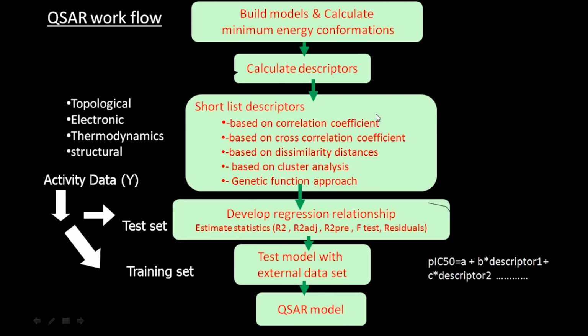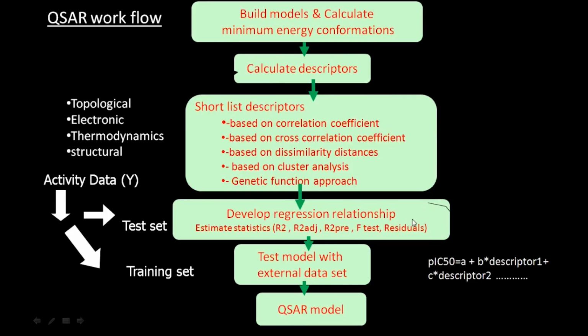Once we do that, we develop a regression relation. It could be a one parameter regression. If you have one descriptor, y equal to mx plus c; if it is 2 parameter, y equal to m1 x1 plus m2 x2 plus c, and then you do a lot of statistics. There are things called R square, adjusted R square, predicted R square, F test, residual, so many things.